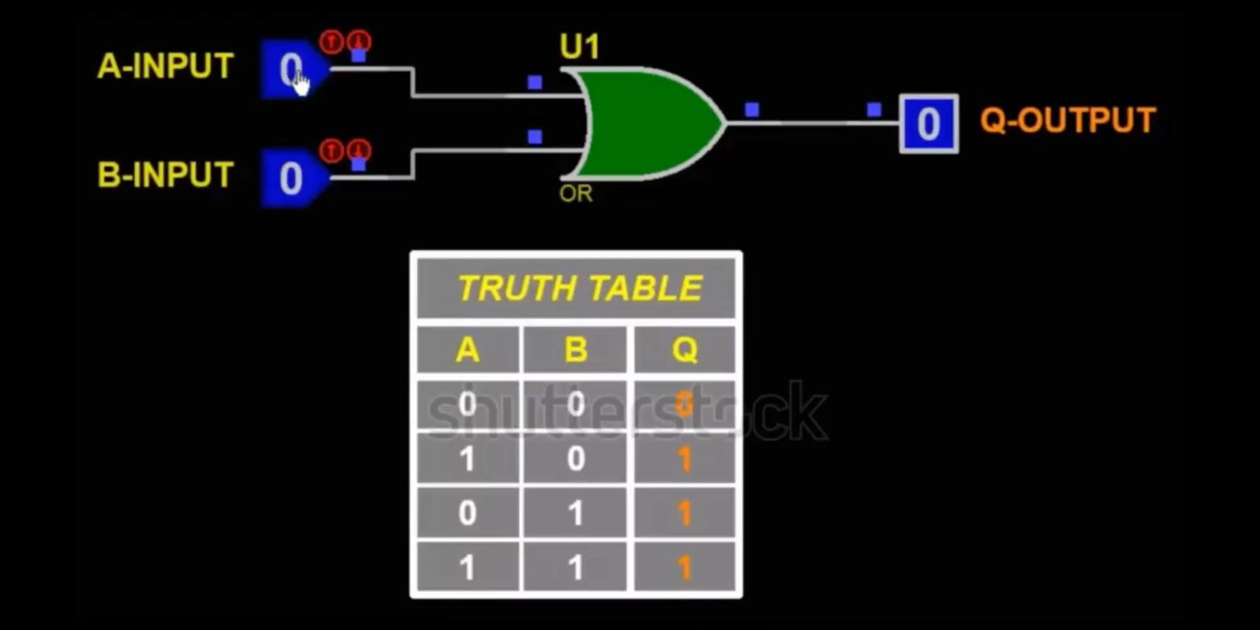The OR gate performs the logical OR operation. It outputs 1, true, if at least one of its inputs is 1. The output is 0 only when all inputs are 0. Symbol: a curved shape similar to the AND gate but more pointed at the input side.